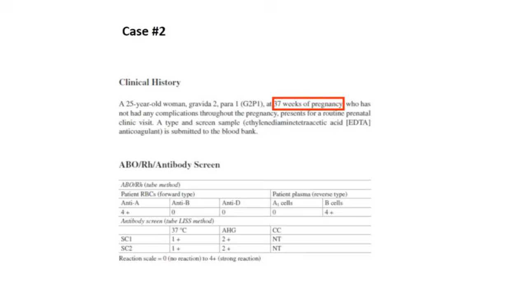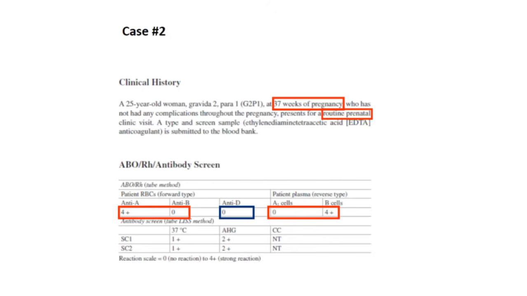So there are a couple of things in the history. One, that the patient is 37 weeks pregnant and is here for a routine prenatal clinic visit. Right. Okay. So she's nearly a term pregnancy. And what is her ABO Rh type? The patient is A negative.